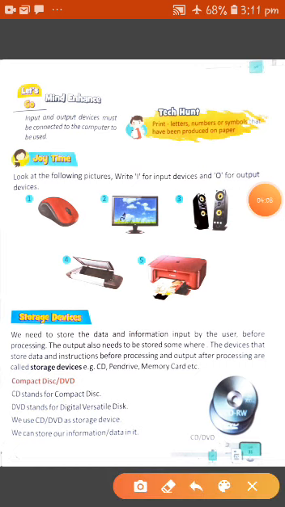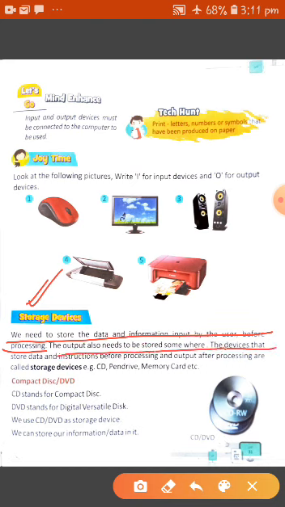So kids, let's talk about storage devices. Kids, computers have a superpower because of their storage capacity. We also store information in our brain, but we human beings may forget, but computers never forget once the information is stored. Okay, we need to store the data and information input by the user before processing. The output also needs to be stored somewhere.